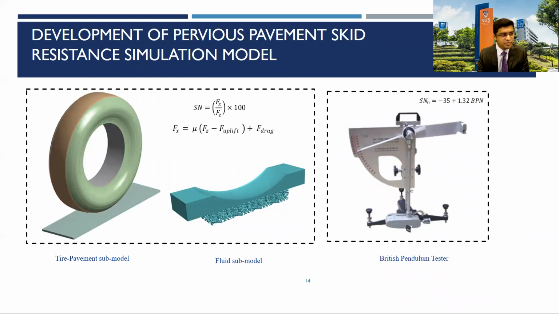The major output from our simulation model includes the fluid uplift force and the fluid drag force. So then the friction coefficient is obtained from the experimental British pendulum test.